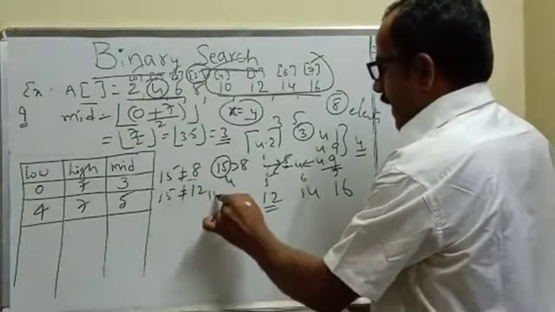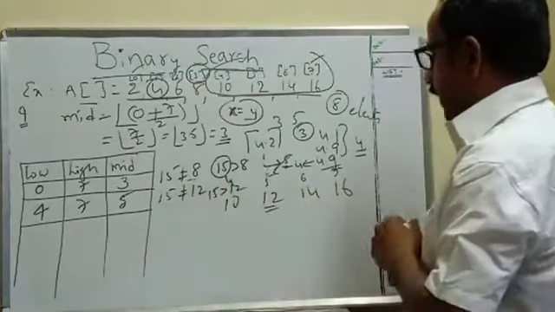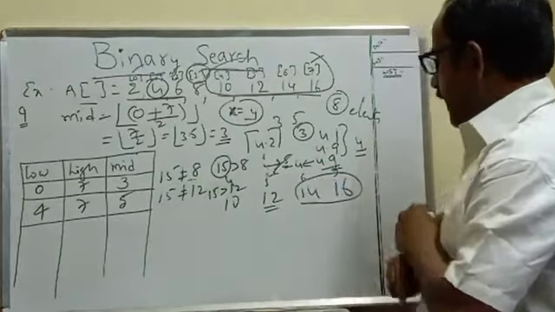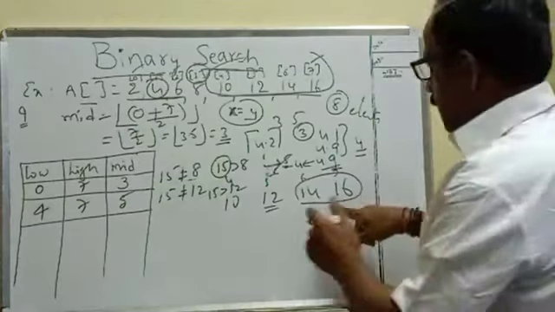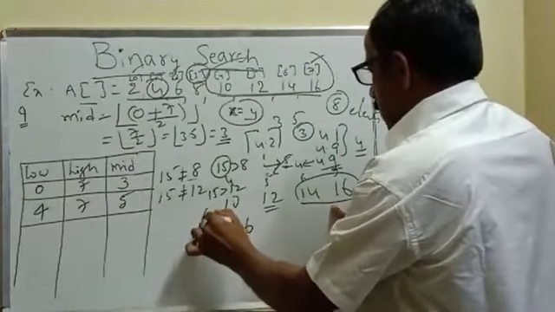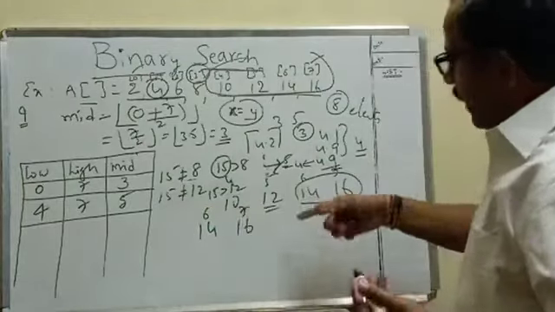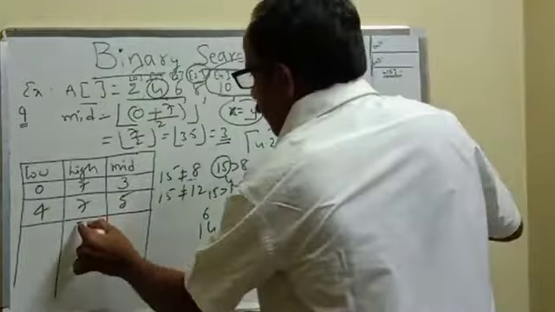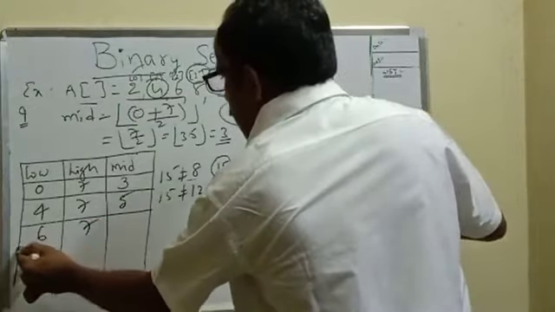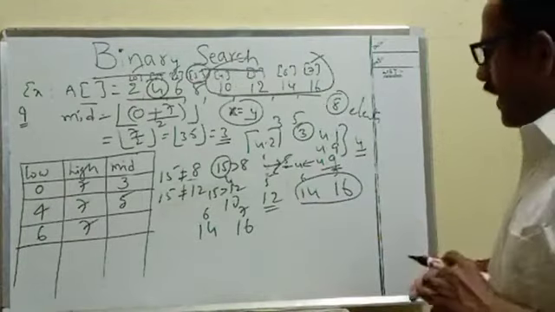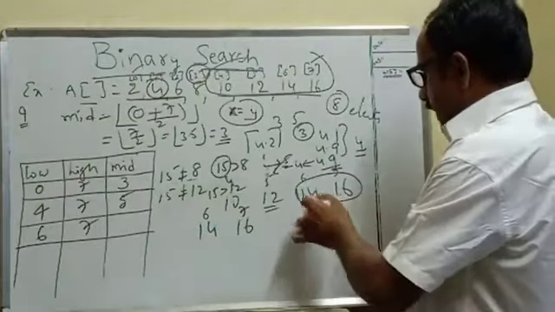But 15 is greater than 12. Then you are supposed to select this portion. The elements in that portion are 14 and 16. What are the low location and high location numbers? High location number is 7 only. Low becomes mid plus 1, so 5 plus 1 is 6. High is the same as before because we are selecting the right side portion.